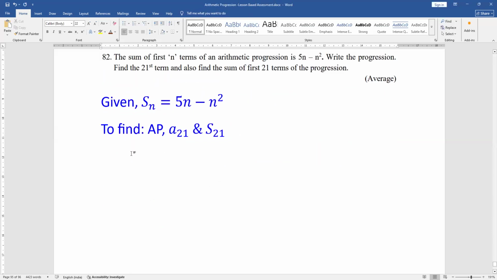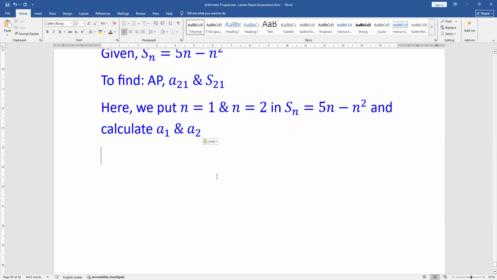Now what I do is, here we put n equals 1 and n equals 2 in the Sn formula and calculate A1 and A2. Okay, this is an important step. Here we put n equals 1 and n equals 2 in Sn equals 5n minus n square and calculate A1 and A2.